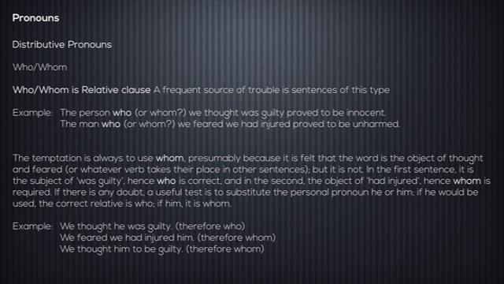If there is any doubt, a useful test is to substitute the personal pronoun he or him. If he would be used, the correct relative is who. If him, then it is whom. For example, we thought he was guilty, therefore who. We feared we had injured him, therefore whom. We thought him to be guilty, therefore whom.